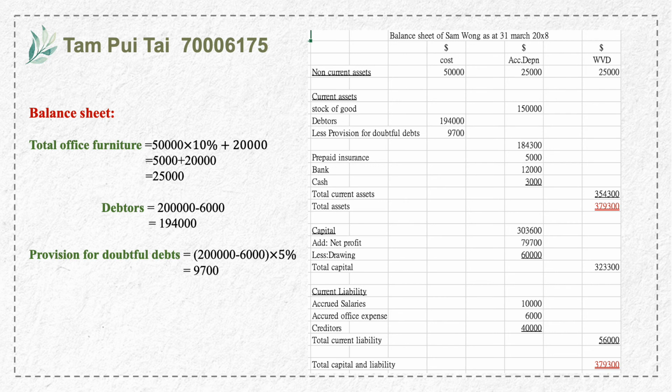So we can know the total asset is $37,093, and we know the formula: asset equals capital plus liability, so the capital plus liability also equals $37,093.